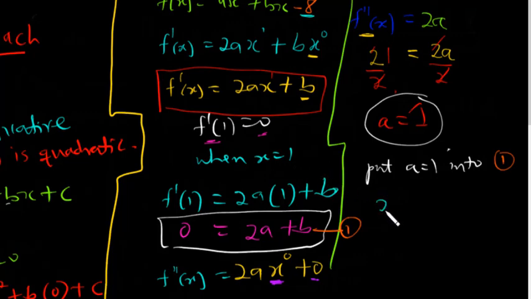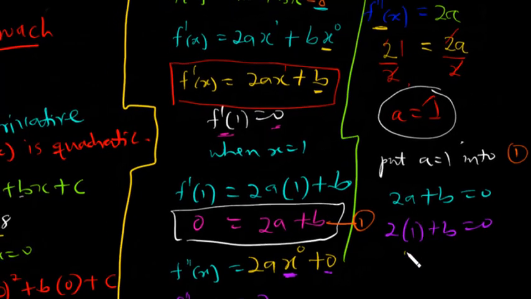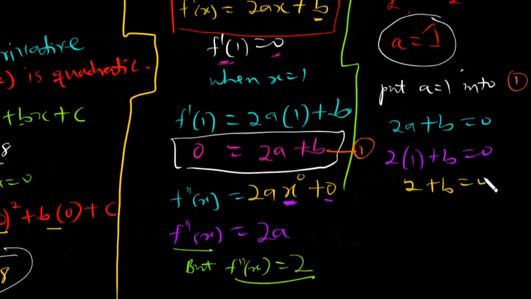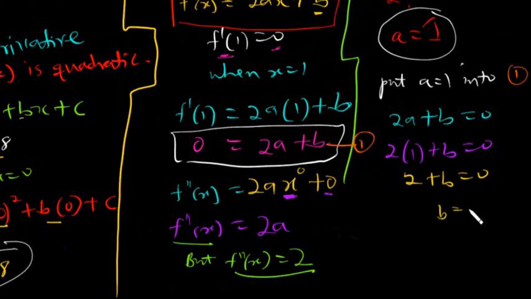And from equation 1, we have 2a plus b equals 0. So where we have the a, we put 1 there. So 2 times 1 is 2, plus b equals 0. So b will be equal to -2. And that brings us to the end of finding the constants.